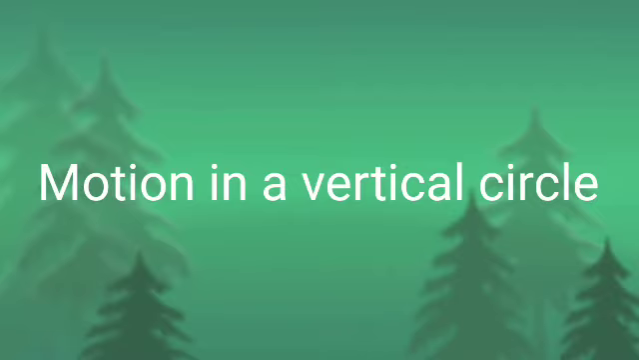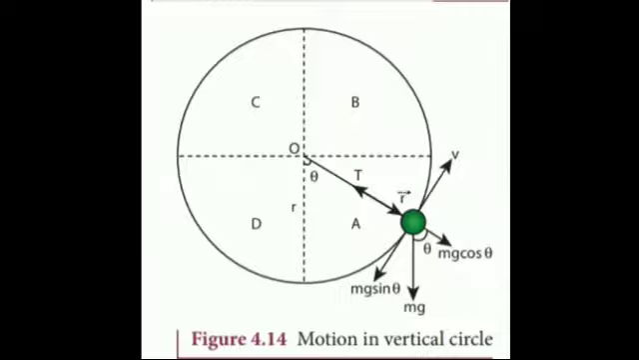Today's topic is on motion in a vertical circle. Mass m attached to one end of the massless and inextensible string executes circular motion in a vertical plane with the other end of the string fixed. So the length of the string becomes the radius r vector of the circular path. Here r is a position vector.